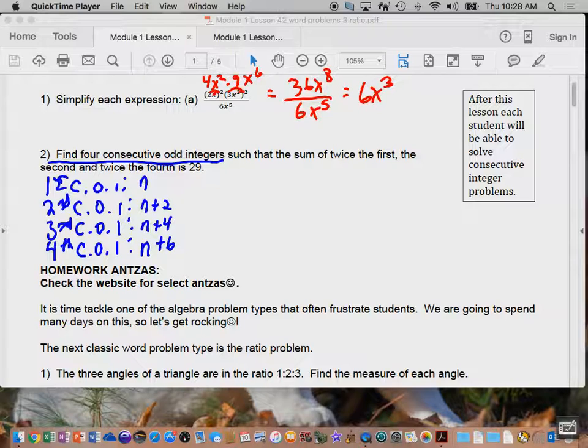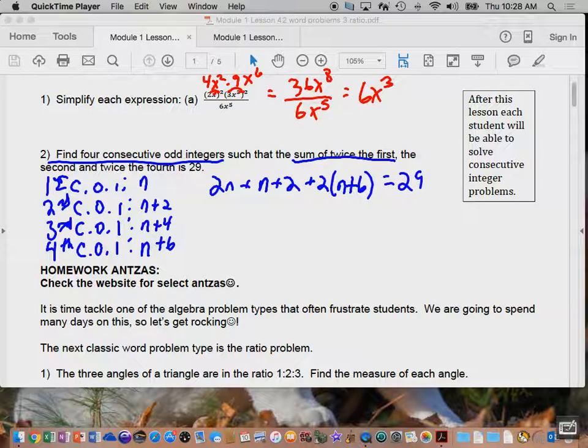Okay, so let's keep underlining stuff, such that the sum of twice the first. What's twice the first? 2n, good. The sum means add. The second, what's the second? N plus 2. And twice the fourth, so 2 times n plus 6.